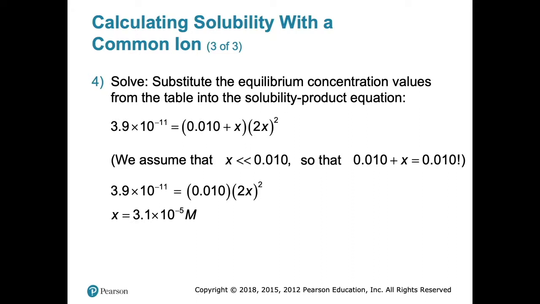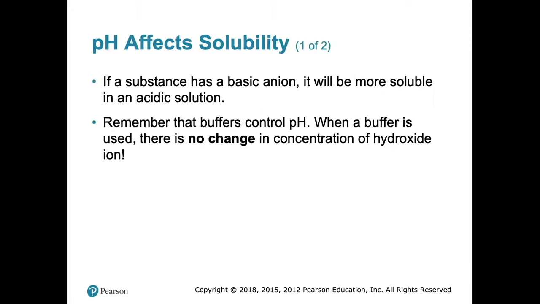And again, this is another you're welcome moment. You can assume that this plus x is tiny and drop the plus x. So now it's just 0.01 times 2x squared, and that's easy. Just multiply this together, divide both sides, and then square root, and you get x equals 0.1 times 10 to the negative 5 molar. And then to get the grams per liter, which is what we use to say what the solubility is, multiply by its molecular weight of calcium fluoride. So yeah, that was a you're welcome moment right there.